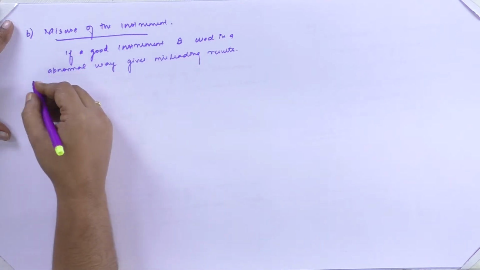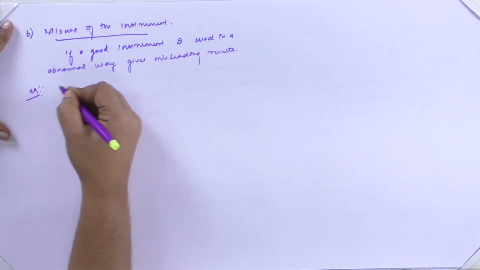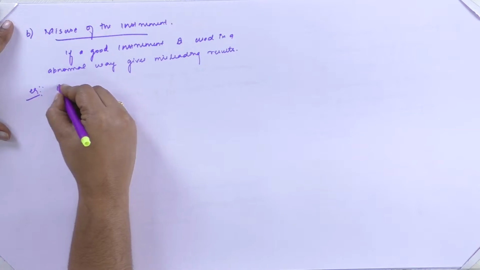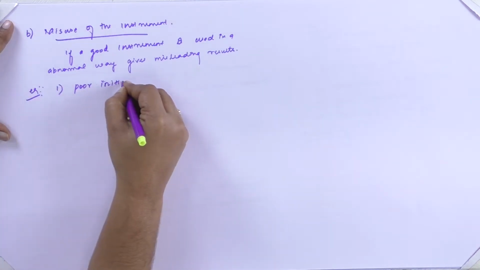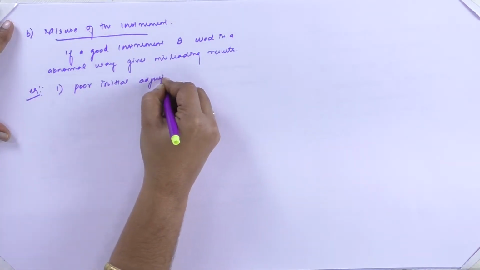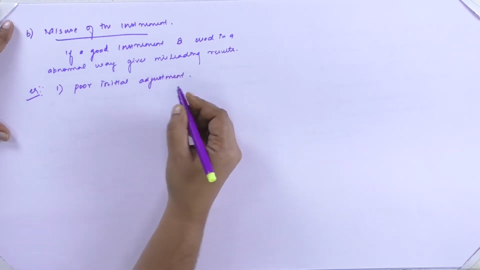An example for this misuse of the instrument is, first one, poor initial adjustments in the instrument. We have to make correct initial adjustments.